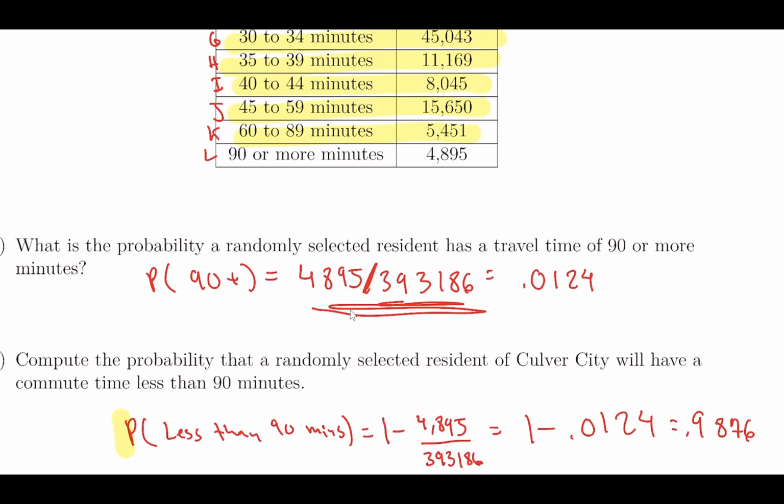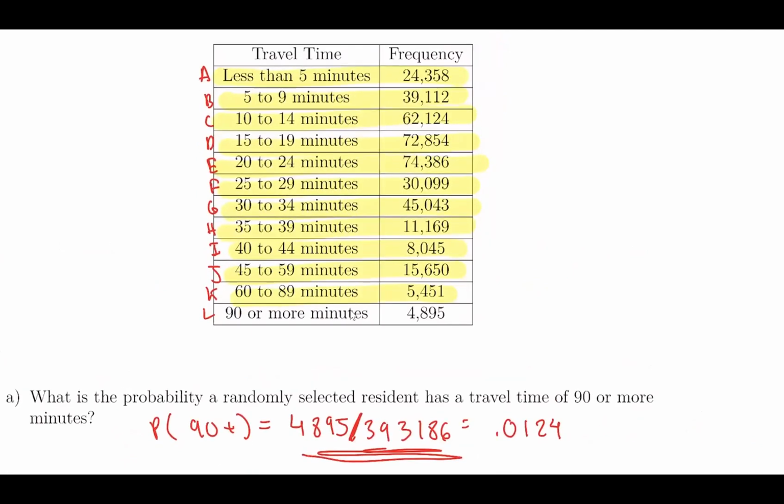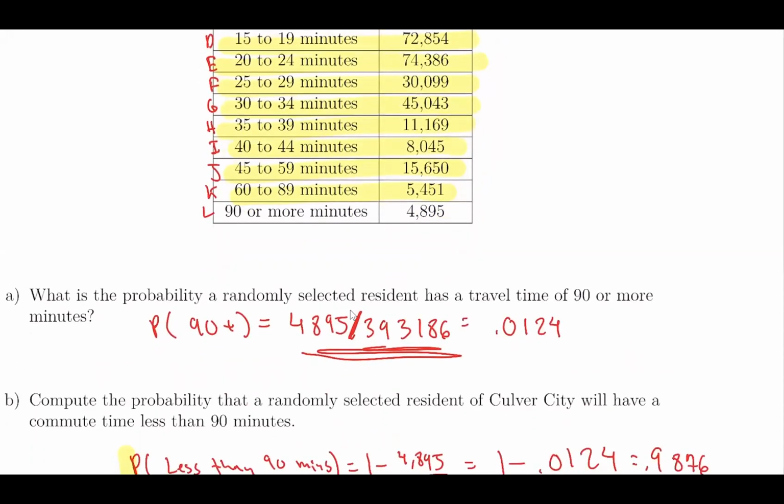Okay. So you can kind of see how important the complement rule is, because it's kind of meant for a little shortcut. If I know the probability of this one event and I want to find the complement of this event, versus going all the way from A through K, adding that up and then doing 1 minus that, it's much easier to get the last row, which is L, and you do 1 minus 4,895 divided by 393,186. All right, but that's it for B.